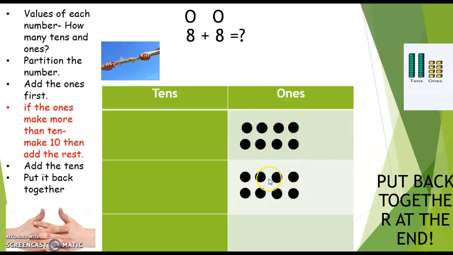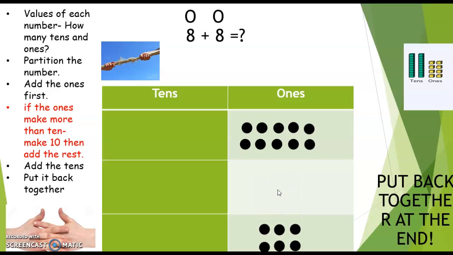So 8 plus 8. Now it's easier if we make 10 first and then add the rest. So we've got 8 up here. I know my number bonds to 10. 8 plus 2 equals 10. So I'm going to move 2 up there. So now I've got 1 ten and 6 ones. So I'm going to put 6 ones there.